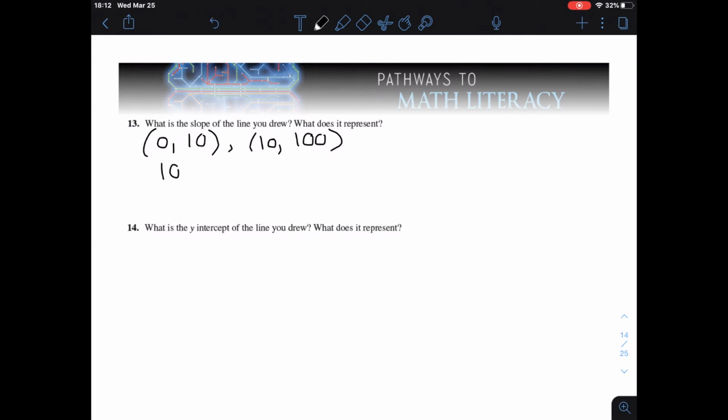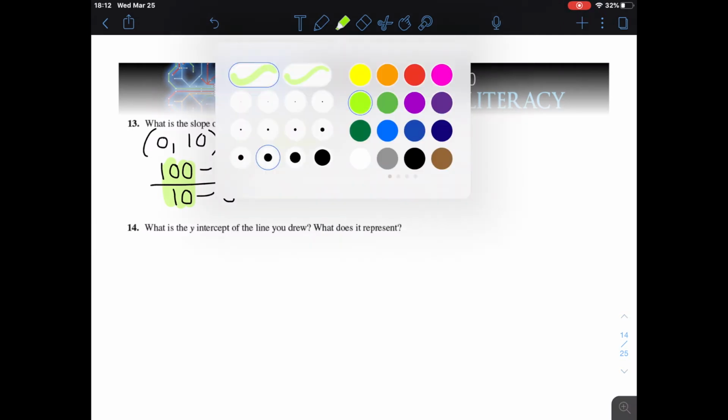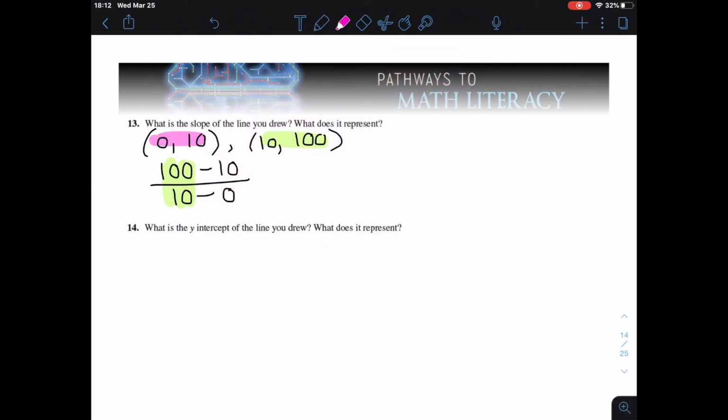The slope is the difference in y values, so 100 minus 10, divided by the difference in x values. So remember, you have to stay consistent with the order. The 100 and 10 go together, and then the 10 and 0 go together. So you have to keep the same order. So this is equal to 90 over 10, which is still $9.